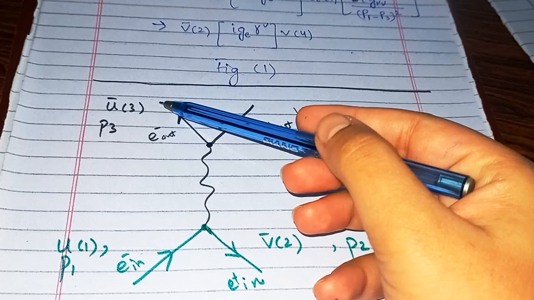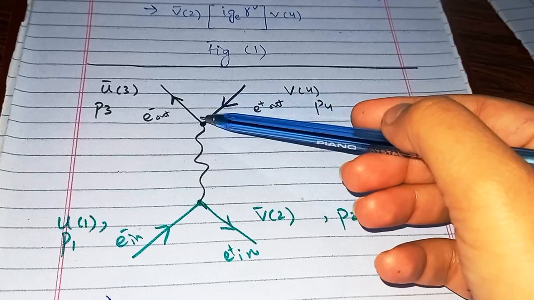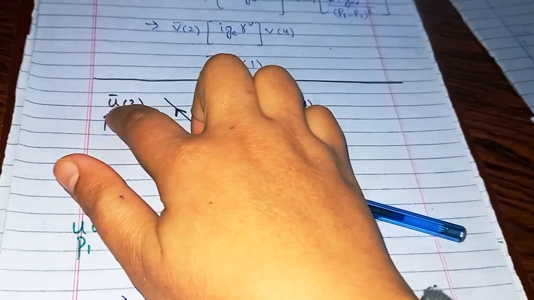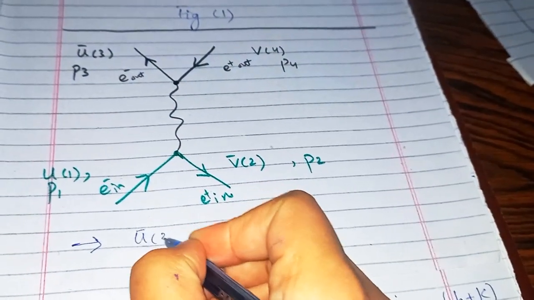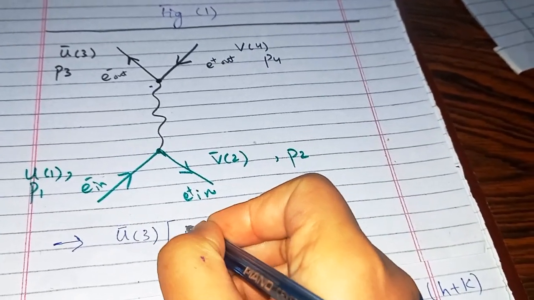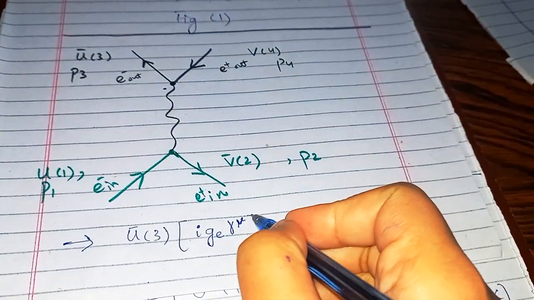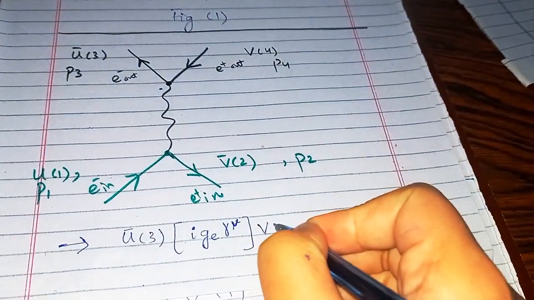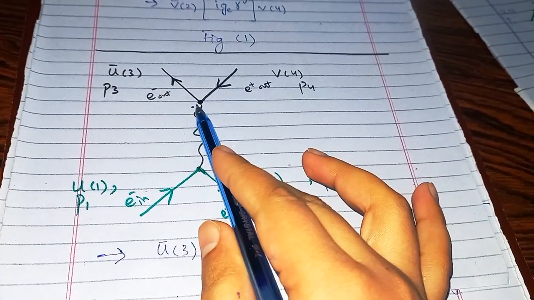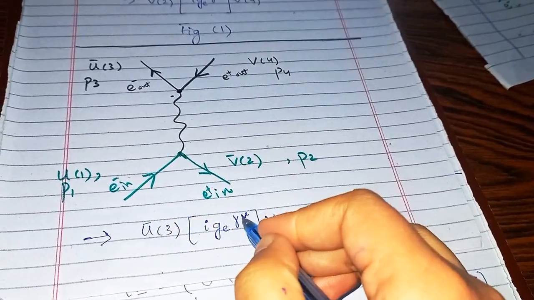So we'll write the element, the product, from here to here, opposite to the direction of the arrow. The arrow is moving from here to here, so we'll write from here to here. U bar of 3 first, then this vertex factor, and this vertex factor is iota g gamma mu for this vertex, and then we have v of 4. Since here we have creation of an electron-positron pair from a photon, it's gamma mu over there.